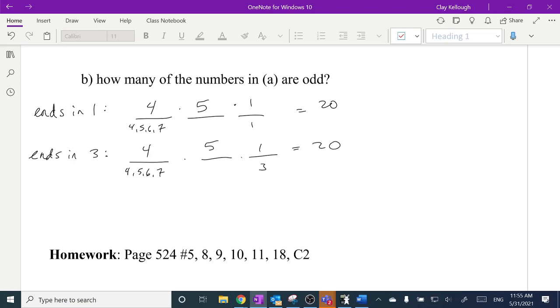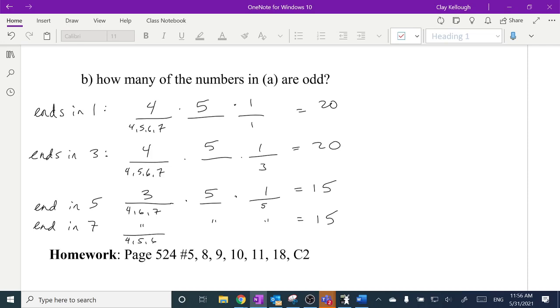The next 2 are also the same. You could end in a 5 or end in a 7. And notice those are going to be the same because if you end in a 5, this 5 is gone from the choices. And then there's 3 things here, 5 things there, and the 5, so there's 1 thing there. So that's 15. And then this one I'm going to say is ditto, except instead of 4, 6, 7, it's now 4, 5, 6. Those are ditto marks, which means it's the same as the one above it. So it's 20 plus 20 plus 15 plus 15, which is 70 choices.